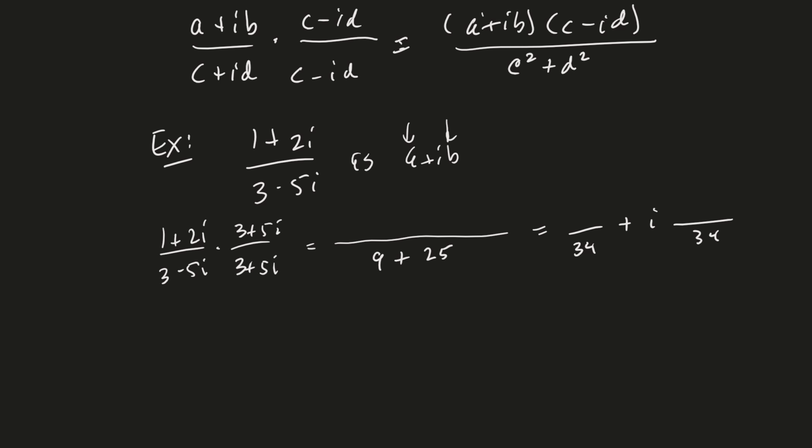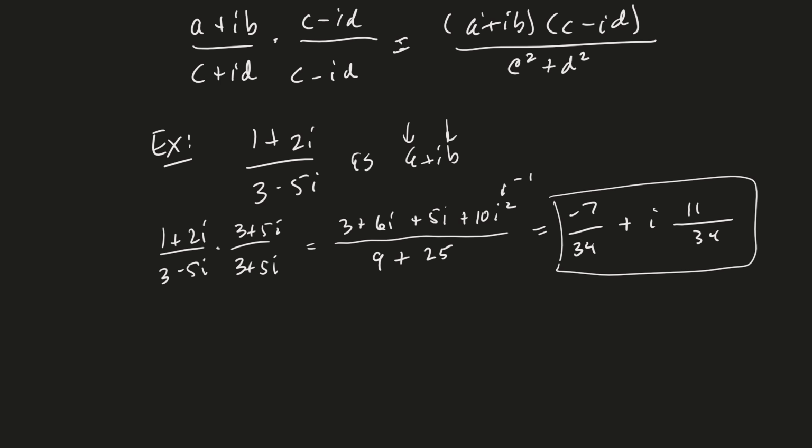So it's going to be 3 plus, I don't know if I'm doing this in order or not, 6i plus 5i plus 10i squared. Good. So that's going to be 3 minus 10, which is minus 7, right? Because the i squared is minus 1. And then we have plus 11i. Good. So this is our complex number that represents the division of 1 plus 2i with 3 minus 5i.